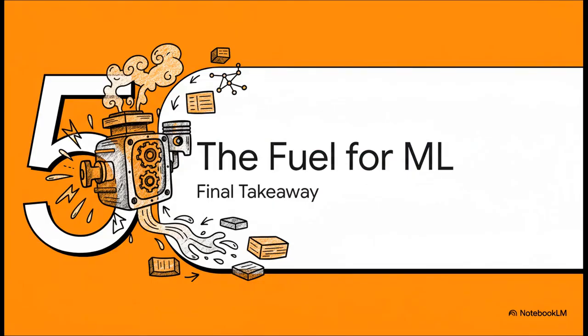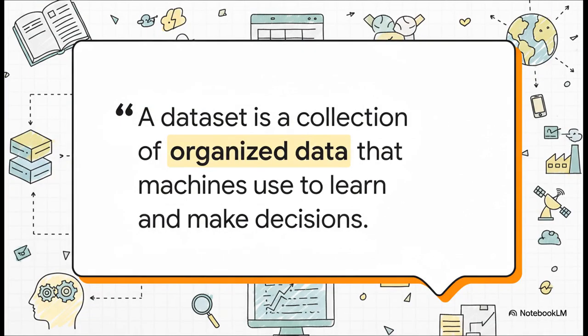All right, so let's bring this all home with the one big idea you should walk away with. If you picture AI or machine learning as this incredibly powerful engine, then data sets, they're the fuel. Without the fuel, that engine is just a hunk of metal. It's not going anywhere. So if you only remember one single sentence from all of this, let it be this one. A data set is just a collection of organized data that machines use to learn and make decisions. That's it. Whether it's that little student notebook or the massive systems that run our world, it all comes back to that simple idea.